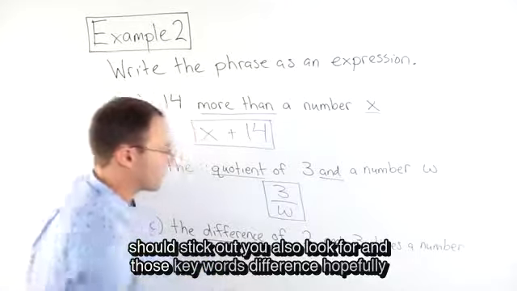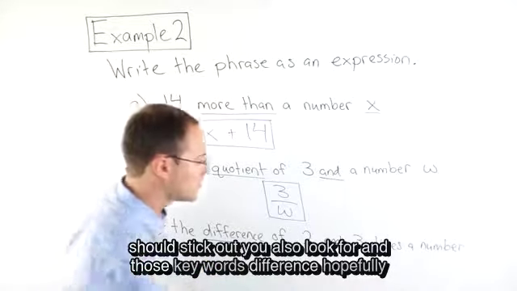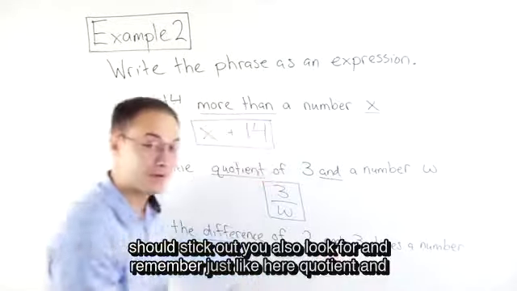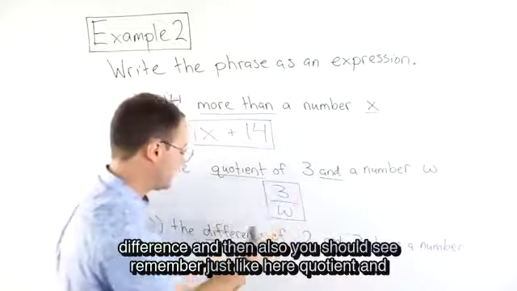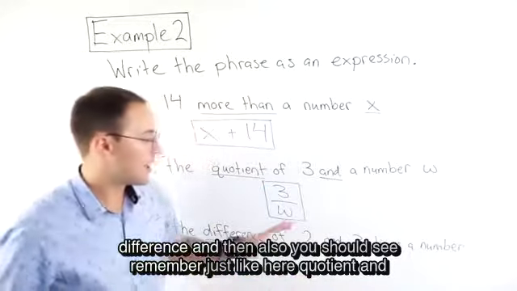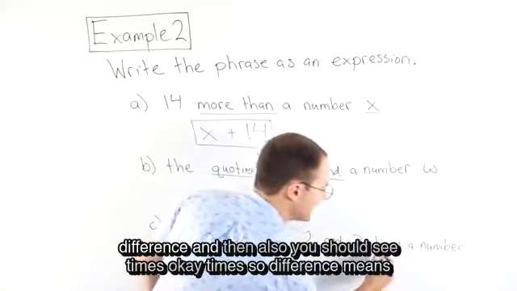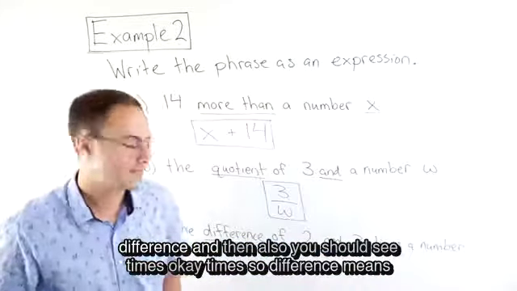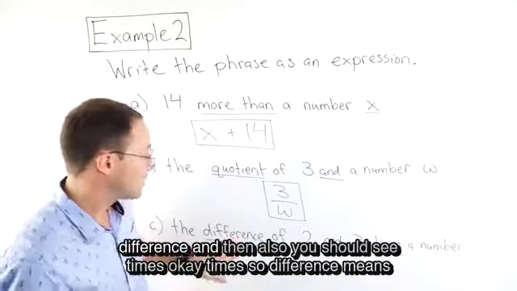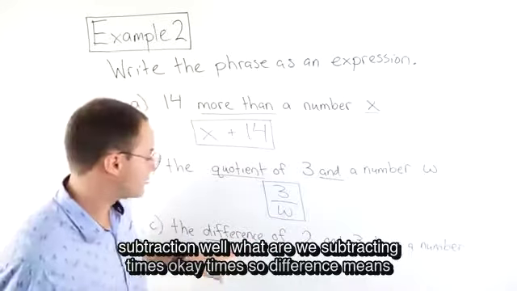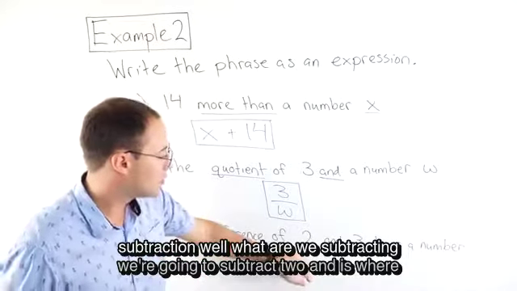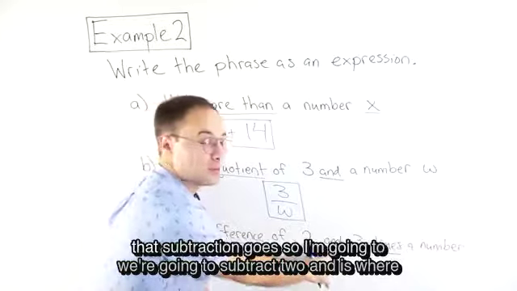Difference, hopefully should stick out. You also look for and. Remember, just like here, quotient and, difference and. And then also you should see times. Okay, times. So difference means subtraction. Well, what are we subtracting? We're going to subtract 2, and is where that subtraction goes.